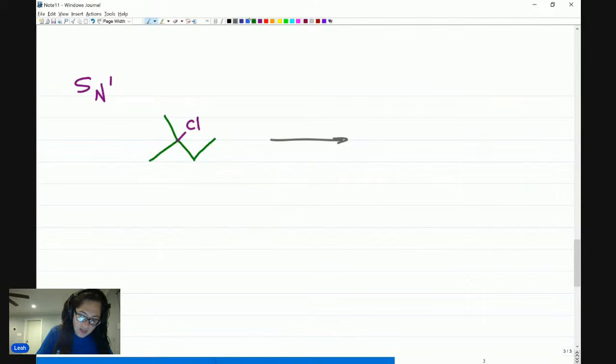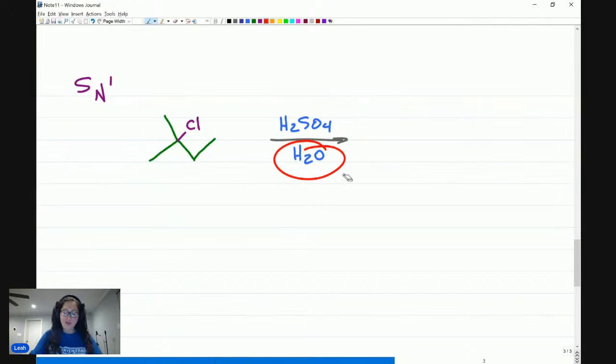If I react this in a solution of H2SO4 with a solvent of H2O, typically you're given your reactant, the thing that attacks, the thing that will initiate the mechanism, at the top of the arrow, and you're given your solvent at the bottom of the arrow. This is the solution, the liquid where all of this is taking place. So what is the nucleophile? What is the attacker in this reaction? This is a trick question.